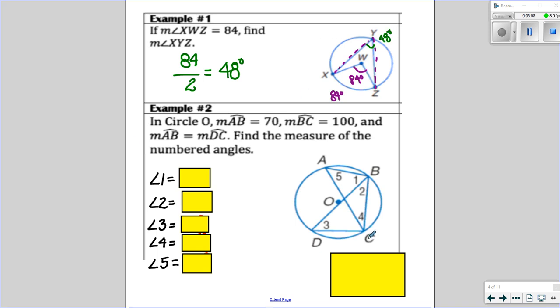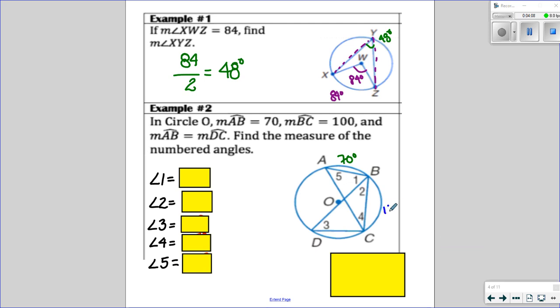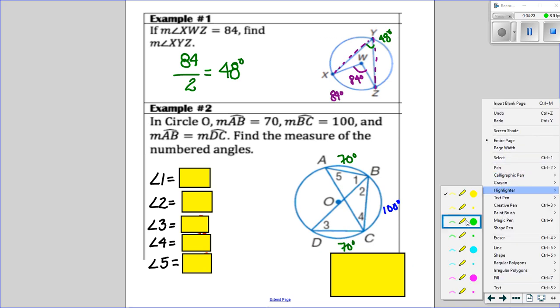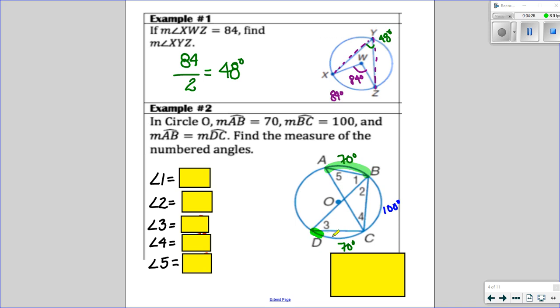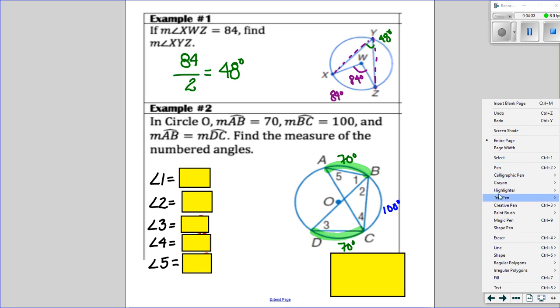Example 2, we have circle O. They say that arc AB is 70 and arc BC is 100. And then they also said that arc AB and arc DC are congruent. So whatever measure I have for AB, DC is also going to be the same. And I'm just going to highlight them so that I can distinguish between the arcs. Now they want us to find the measure of all the angles in that circle.